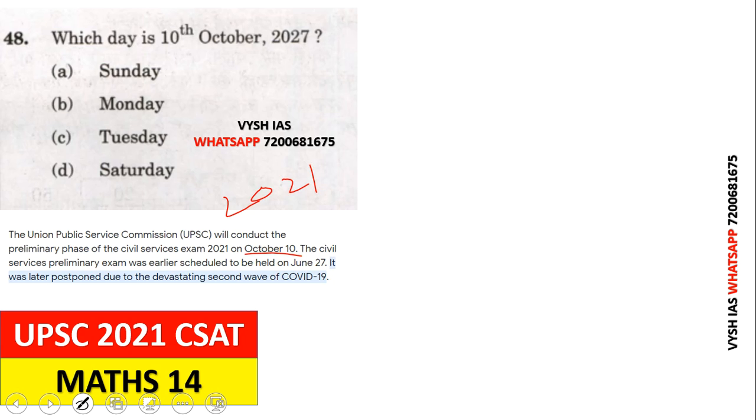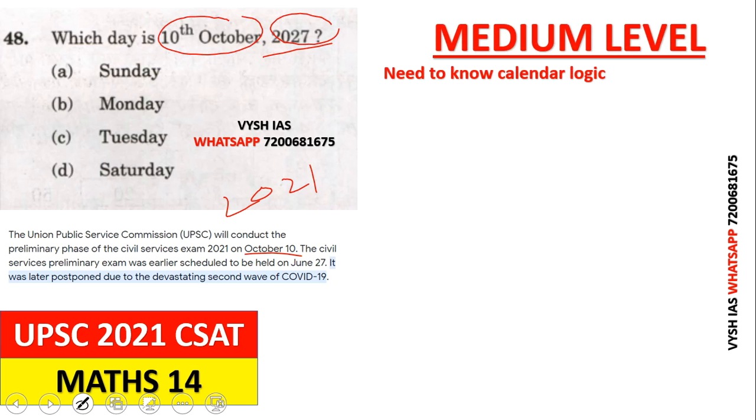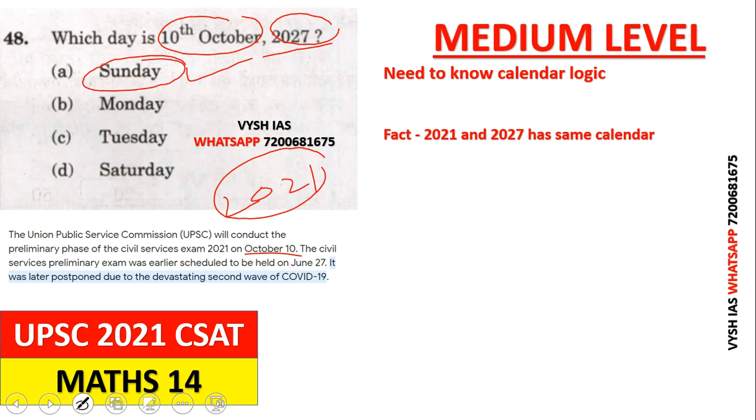And do you know why they asked exactly 2027? Because 2021's calendar and 2027's calendar are the same. You are writing the prelims exam on Sunday, October 10, 2021, and in 2027 it is also a Sunday. The calendar repeats exactly, meaning if your birthday in 2021 was on a Tuesday, your birthday in 2027 will also be on a Tuesday. You go and check it. But now, why is this? I have to teach you the calendar, right?